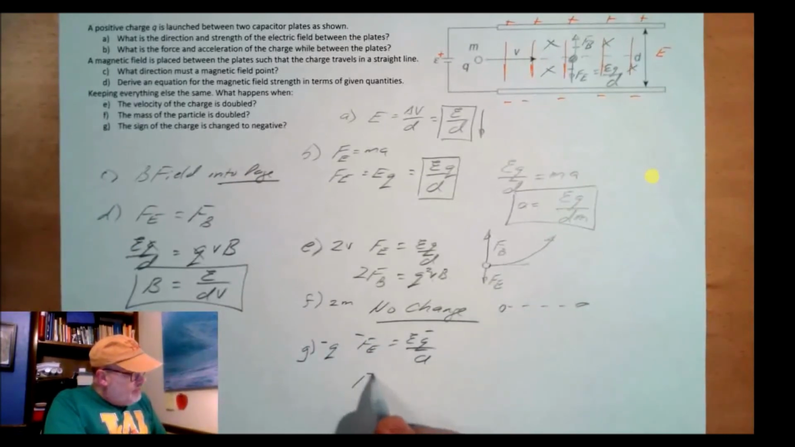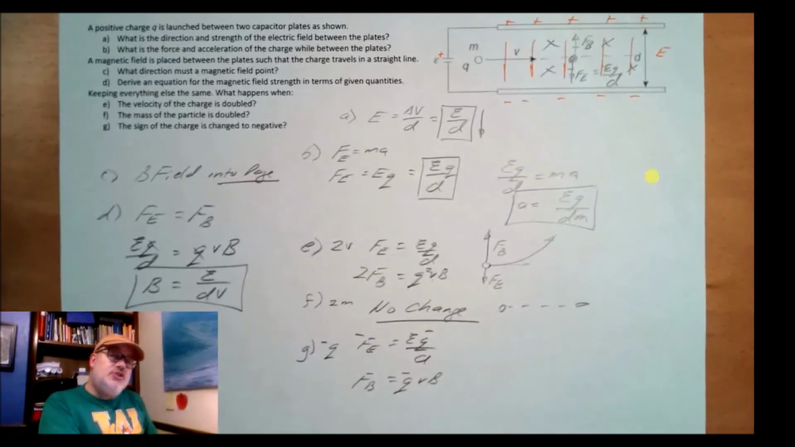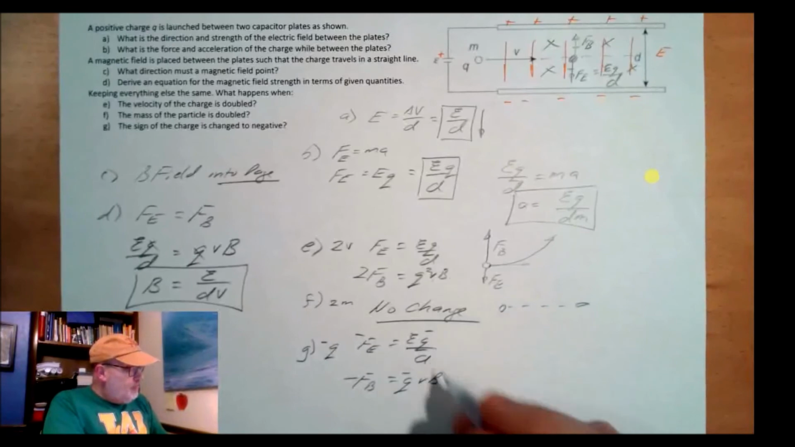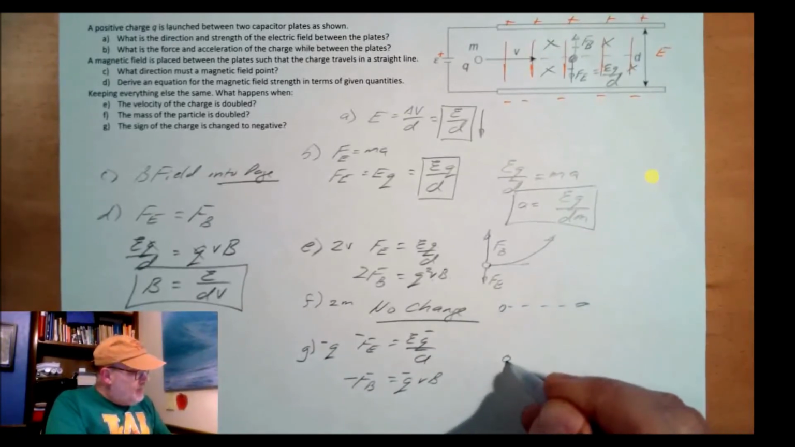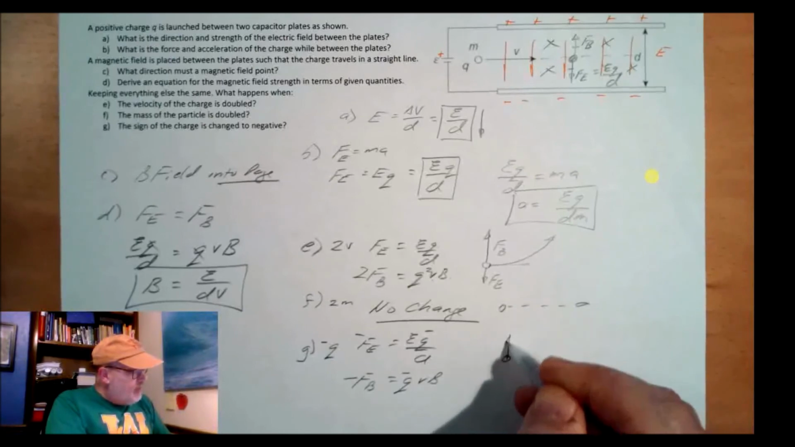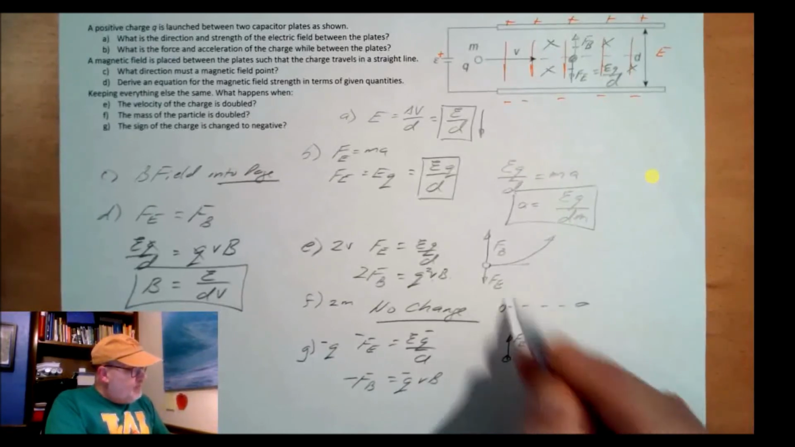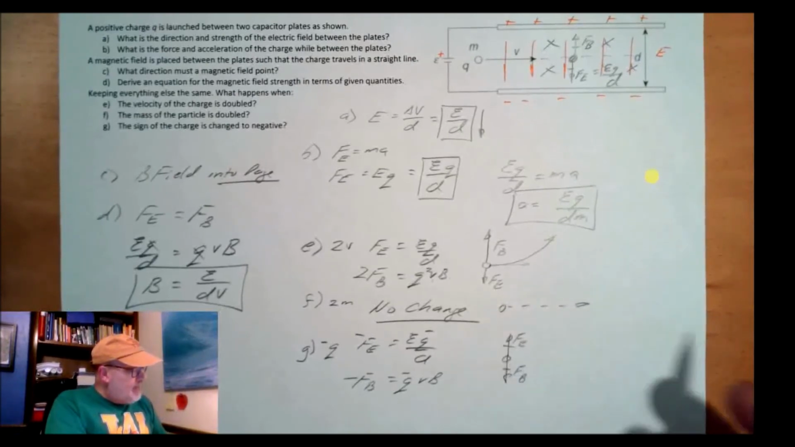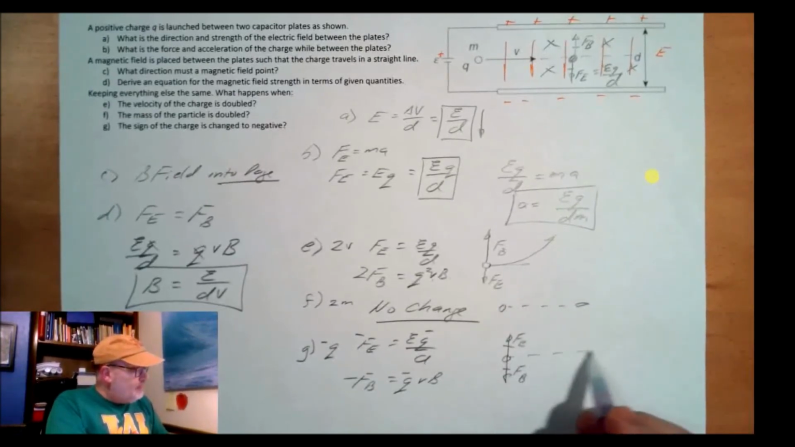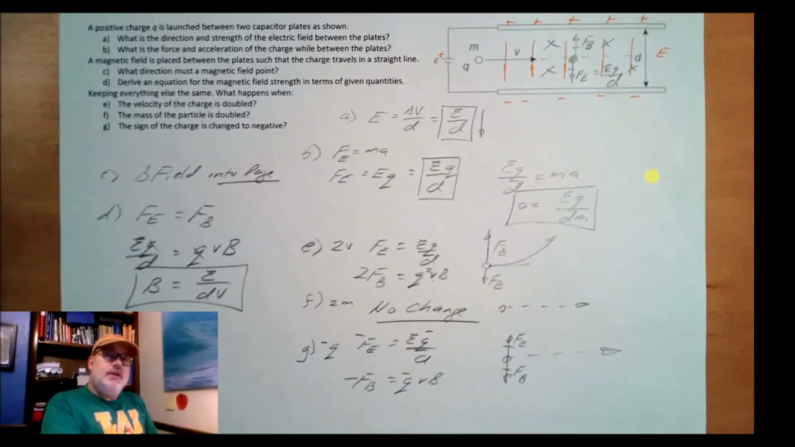All right, how about this? Magnetic force equals QVB. If I change the charge, then the force changes to the opposite direction. But the magnitudes are not changing, right? So instead of the electric force being down, now it's up. If the magnetic force was up, now it's down. And they have the same magnitudes, they still cancel, so it travels straight through, and there is no change whatsoever.